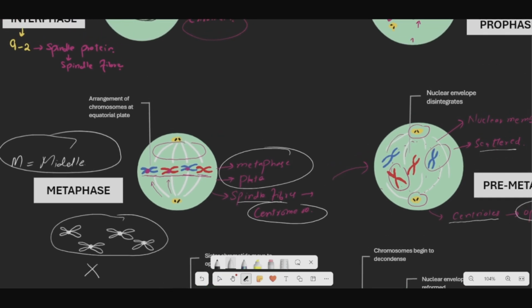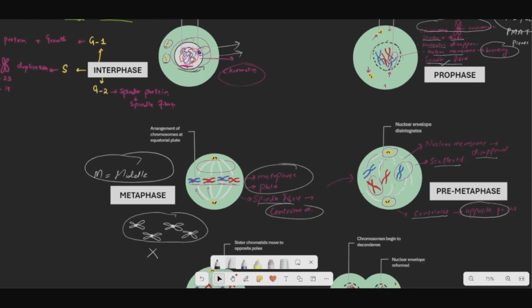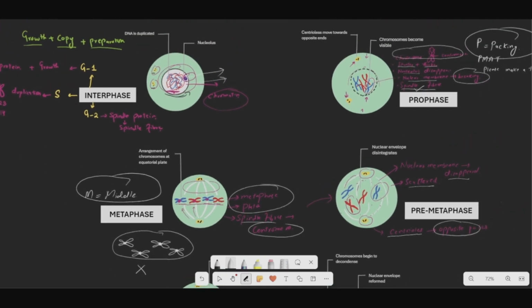So in our next lecture, we're going to discuss anaphase and telophase. I hope you have understood these four key stages of the mitosis, that is the interphase, prophase, pre-metaphase, and metaphase.